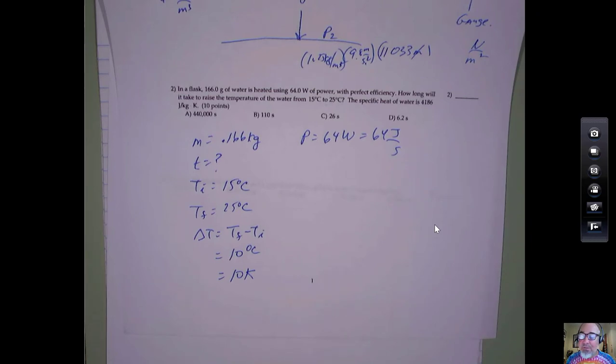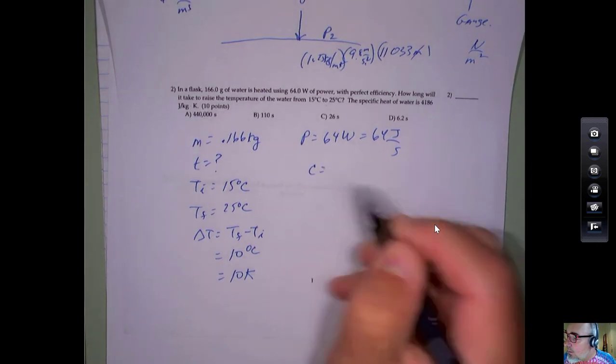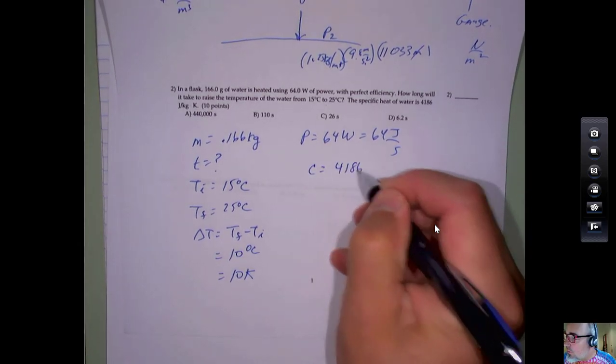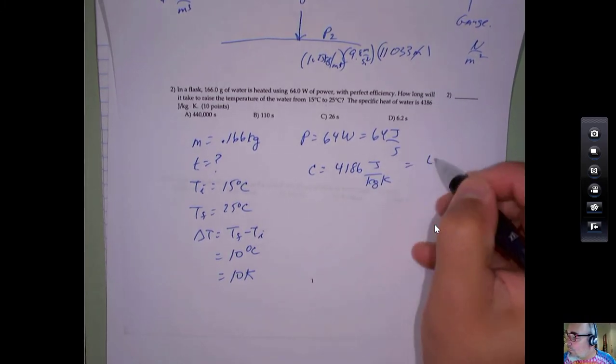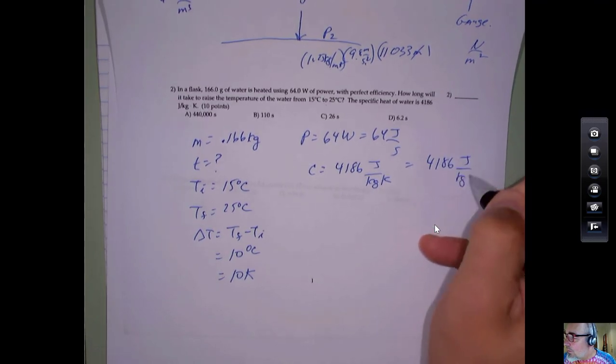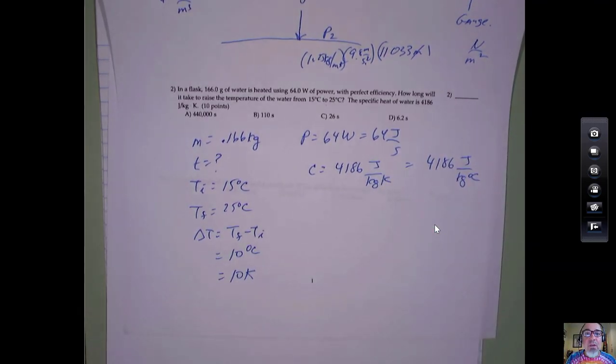We know the specific heat is given for water, 4186 joules per kilogram Kelvin. This is also equal to joules per kilogram degrees Celsius if you wanted to look at it like that. So if you think about it, we're going from 15 to 25. How much heat is required to raise the temperature of this much water by 10 degrees Celsius, or 10 Kelvin? We can figure out how much heat or energy is required to raise the temperature. We know the rate that we can supply energy, so we can figure out the amount of time. So let's do that first. Let's figure out the amount of heat.